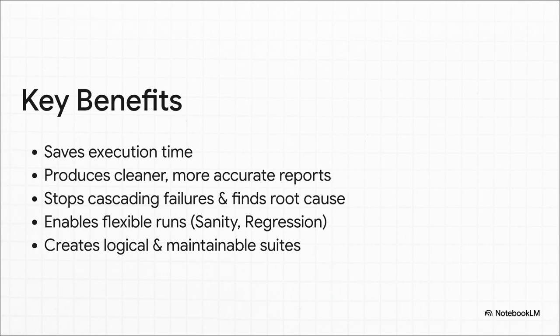Let's recap the benefits here. Using dependencies stops the domino effect, which means cleaner reports that get you to the root cause faster. And using groups lets you run exactly what you need when you need it, whether that's a quick 5-minute smoke test or a massive 5-hour regression run. Putting them together makes your whole automation process faster, smarter, and just so much easier to maintain.